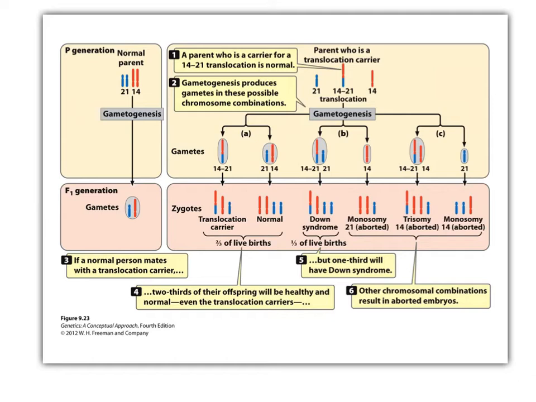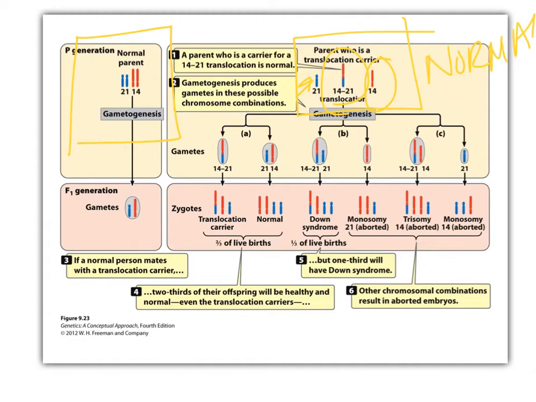So we have a normal parent here in the P generation with normal 21 and normal 14, and we have a carrier parent who has one normal 21, one 14-21 translocation, and a number 14. This person looks normal. If you count their chromosomes, they have two 21s, missing a little bit, and two 14s, one missing a little bit. But when this individual makes gametes, it doesn't come out exactly right. There aren't two 21s and two 14s. And so our gametes can look like these, depending on all the different possible ways they can segregate. Remember, independent assortment.